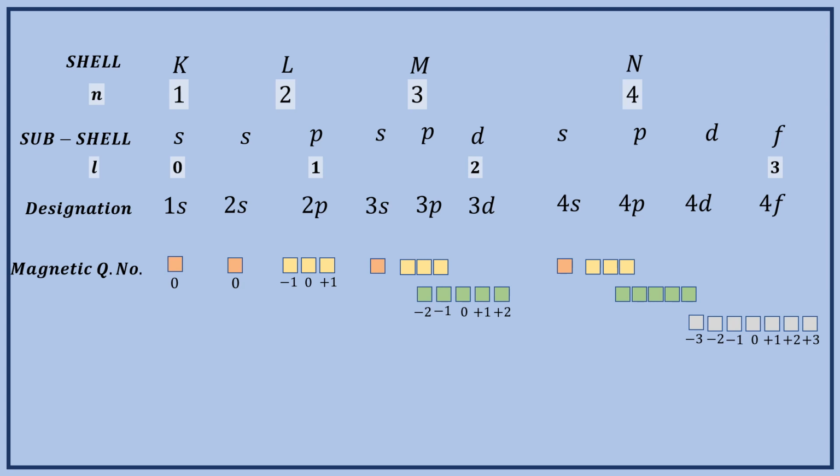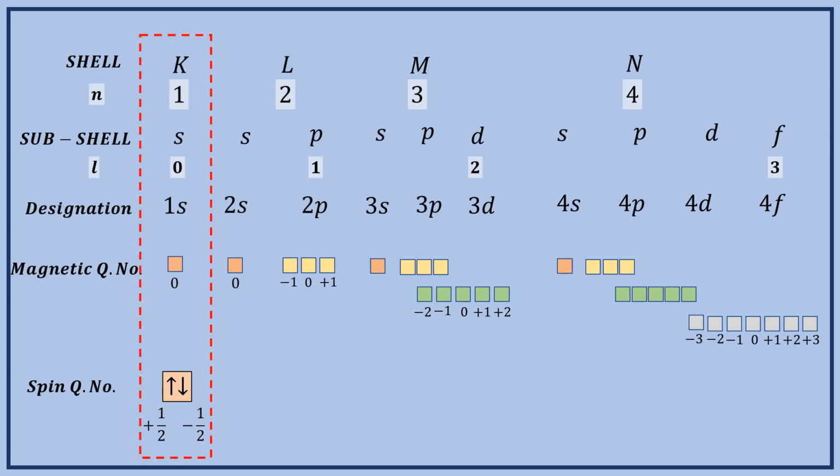Now, once we have distinguished between orbitals using the magnetic quantum number, the opposite spin of electrons is identified by spin quantum number. One of the electrons will have a spin represented by plus 1/2 and the other will have minus 1/2. This is how we distinguish between the spins of the electrons within the same orbital.